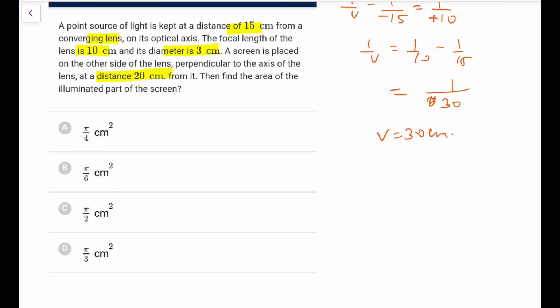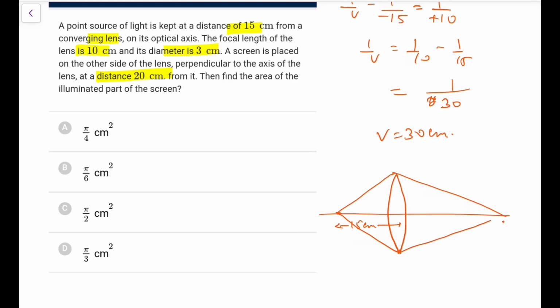So if I draw this using basic geometry logic, it would be something like this. Let me draw more properly. So let's say this is at a distance of 15 and finally it would be at 30. So if I draw all the rays, it will be like this. They would have converged like this at 30 point. Now but the screen is placed here, so that part of the screen will be illuminated. Now how to calculate that part?